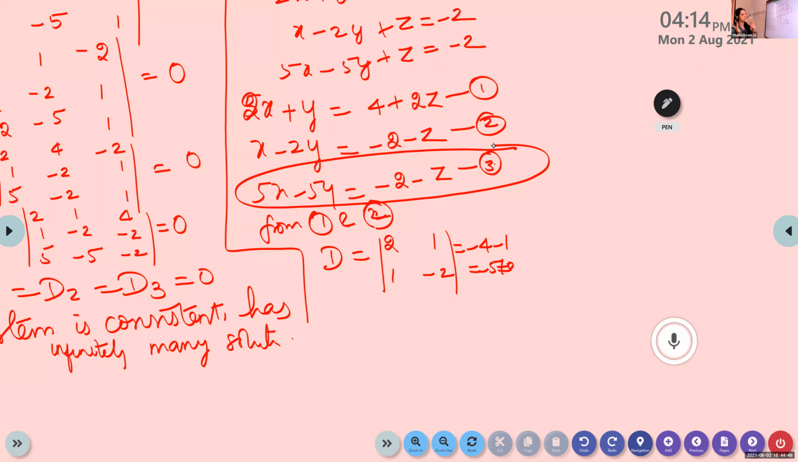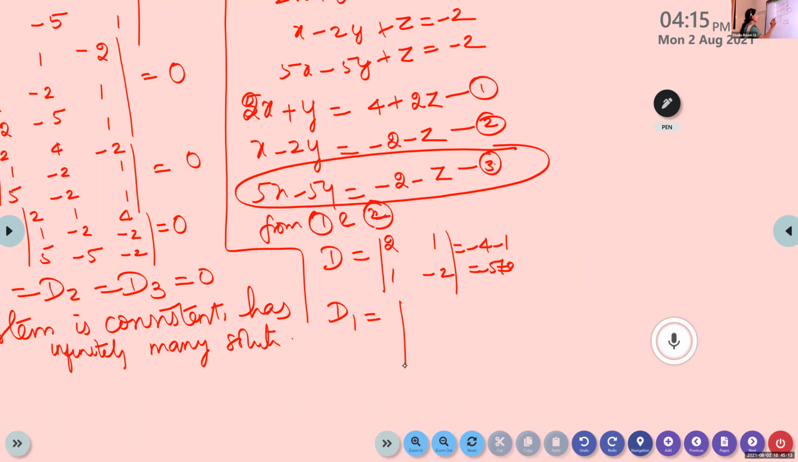Any 2 equations you consider. I'm considering the first 2 equations. That means we are going to consider it as 2 equations in 2 variables. So we take 2 equations and we get the determinant 2, 1, 1, minus 2, which is minus 4 minus 1, which is minus 5, not equal to 0. Now find out D1.